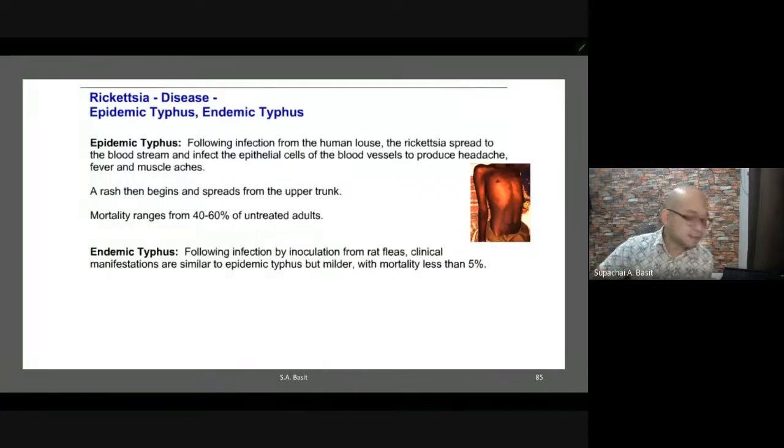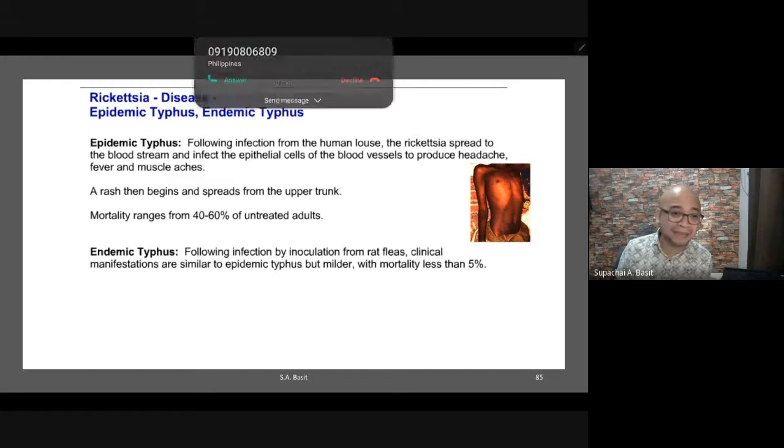Okay, so again, just to give you an idea, epidemic typhus follows infection from the human louse. The Rickettsia spread to the bloodstream and infect the endothelial cells of the blood vessels to produce headache, fever, and muscle aches. A rash begins and spreads from the upper trunk. Mortality ranges from 40 to 60% of untreated adults. Okay, so that is the epidemic typhus.